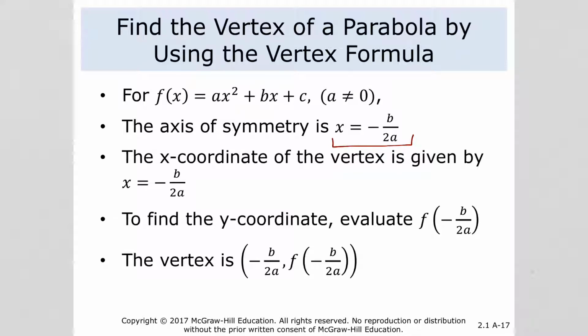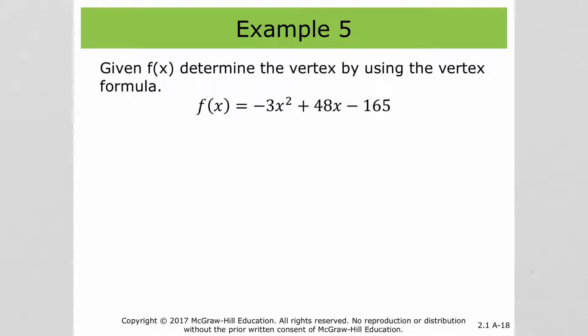That gives us the x coordinate of the vertex, -b over 2a, which is nice because then you can find the y value of the vertex just by plugging in for x. So let's look at an example here.